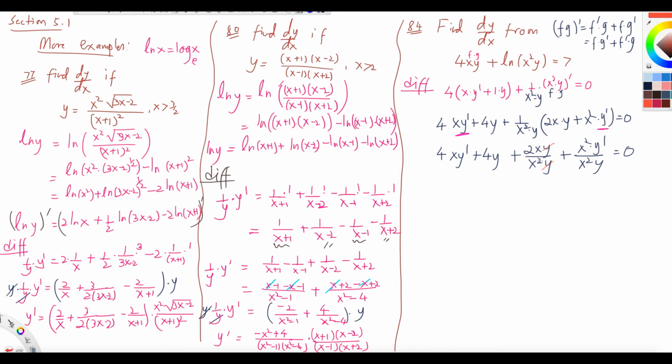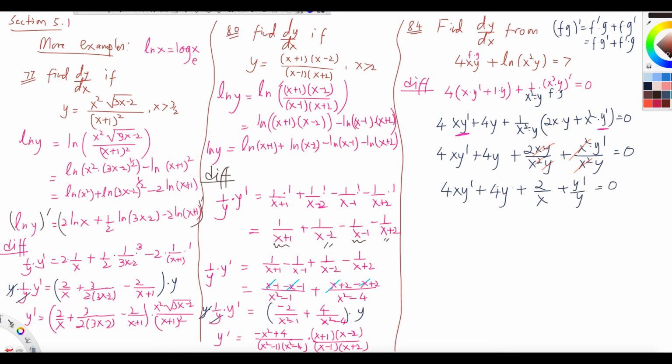Okay, now let us simplify what you can cancel. Y divided by y is 1, and then x cancels with one of the x there, because x squared is x times x, right? Similarly, that x squared divided by x squared is 1. So what do you get? You get 4xy prime plus 4y and then plus 2 over x, right? And then plus y prime over y equals to 0.